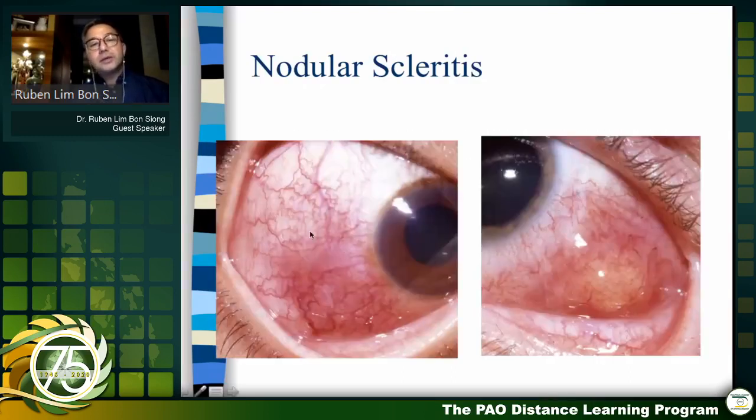Okay, so these are some pictures of nodular scleritis. Okay, you see this elevated lesion. It's a violaceous hue of the sclera. And here you have actual abscess formation. So usually there is necrosis of the tissue itself, causing this yellowish lesion.